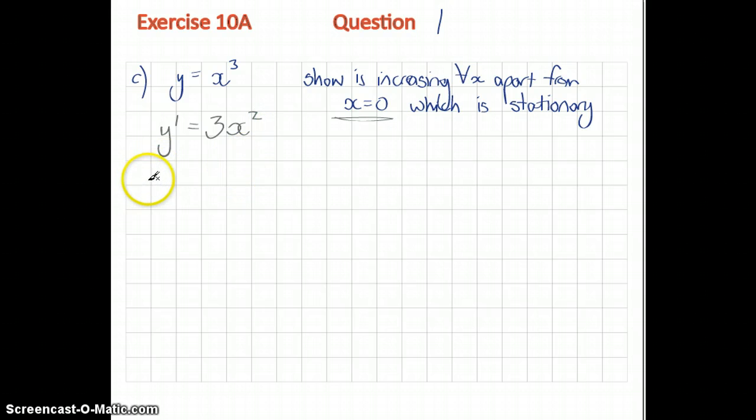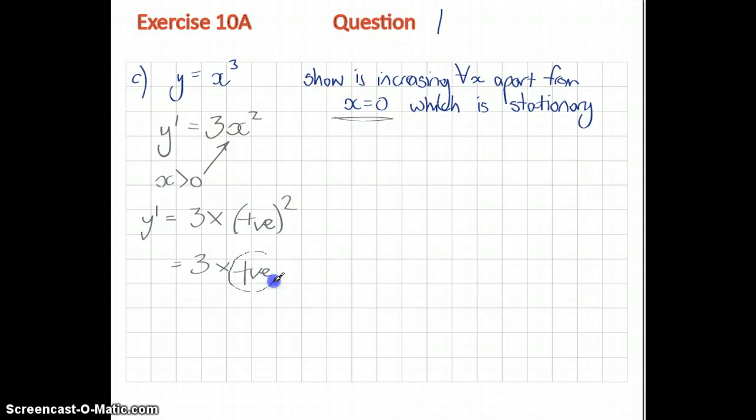Now, it says show that it's increasing for all x. So now we need to look at x here and consider what happens. We look at it for a couple of different points. We consider where x is positive, and if x is positive, then y dash will be 3 times some positive number squared. Well, that's going to be 3 times a positive number, because a positive times a positive is still positive. This is positive as well, so the answer here says that the derivative is positive, therefore the function is increasing.